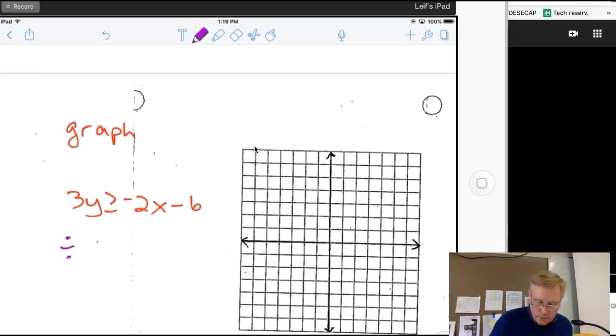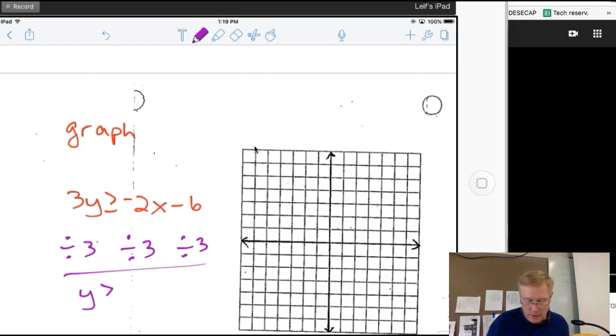So what I'm going to do is divide everything by 3. Everything by 3. And then I get y. I didn't divide by a negative number. If I divide by a negative number, you'd have to switch the arrow the other direction in the greater than or less than symbol. But that's not the case here. I just wanted to point it out. I'm dividing -2 by 3, which is -2 over 3. 6 divided by 3 is 2, so it's -2 since it was -6.